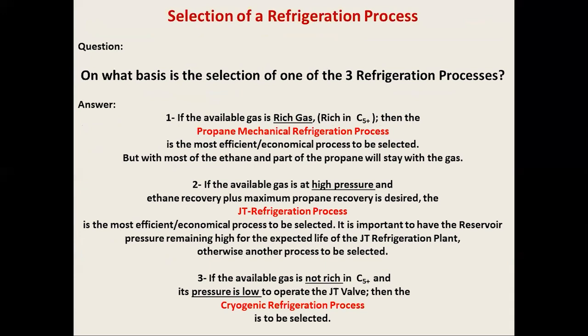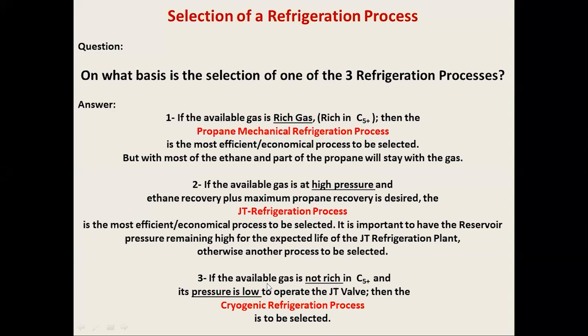On what basis is selection of one of the three refrigeration processes made? Answer: if the available gas is rich gas, then propane mechanical refrigeration process is the most efficient. I just told this in the previous slide. If the available gas is at high pressure, the JT refrigeration process can be an economic process and selected.